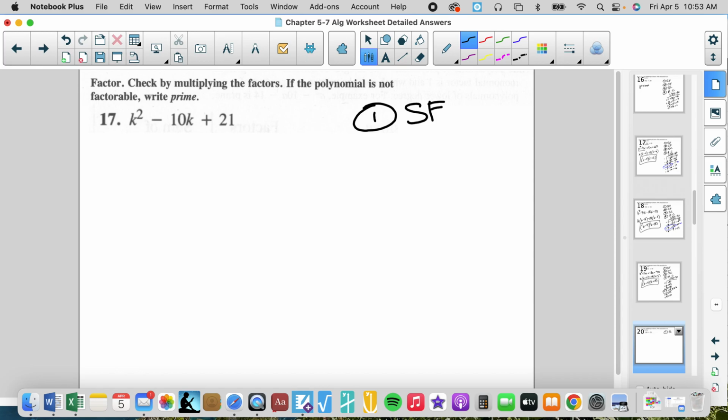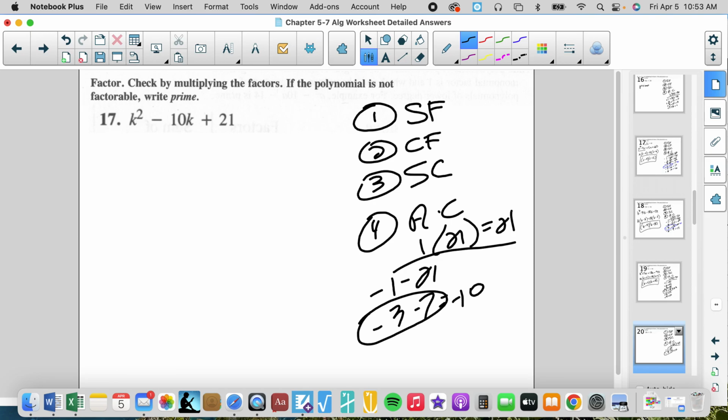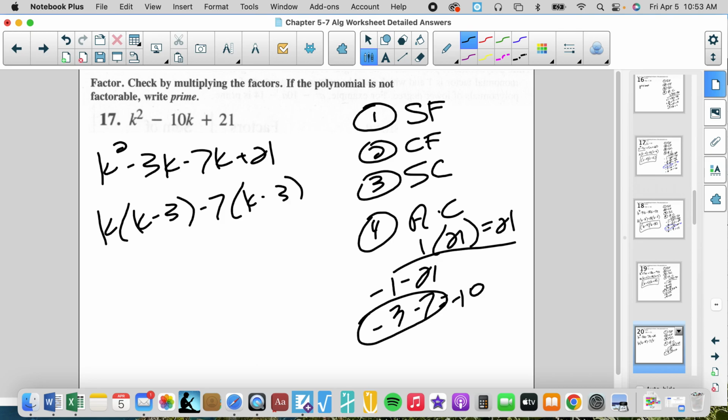So standard form, yes. Common factor, no. Special case, no. A times c, 1, 21. 1 and 21, 3 and 7. Signs are the same, both are negative. Negative 10 is here. K squared minus 3k minus 7k plus 21. Factor out a k, factor out a negative 7. And this is how fast we can get this done.